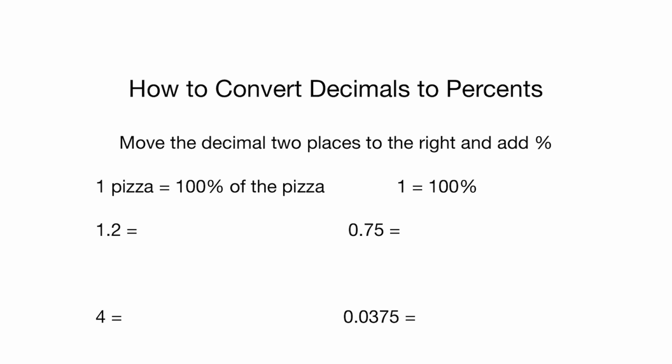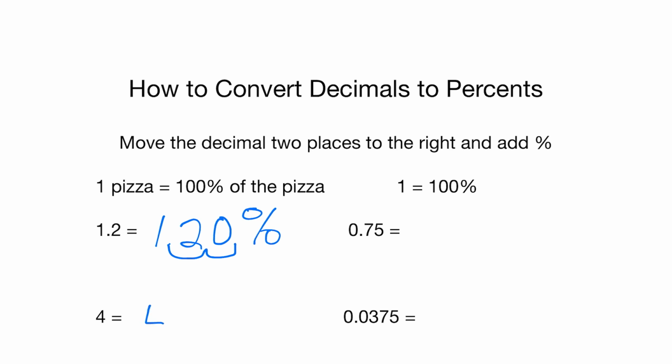So for 1.2, we have the number 1.2. We're going to move the decimal 2 places to the right. If there's not a number there, you add a 0 and then add the percent sign. So 1.2 equals 120%.